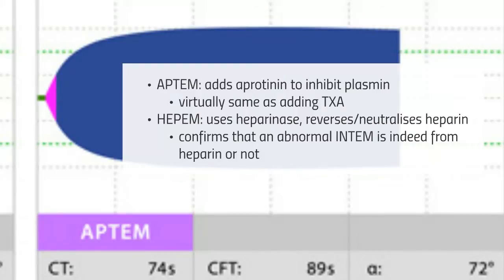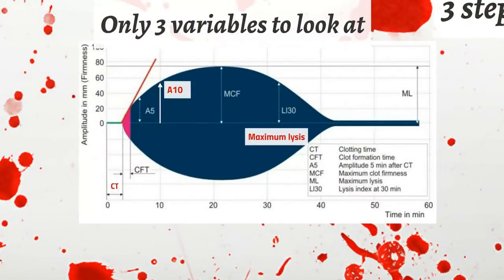The APTEM is the 4th test, and the 4th test you get depends on the cartridge you use. So the APTEM, AP stands for aprotinin, and that's basically the same thing as adding TXA. So you can see what the effect of adding TXA would be in this test before you do it to a patient. The HEPTEM, for heparinase, you can think of as basically the same as protamine. It allows you again to see in this test the effect of giving protamine without doing it in the real patient. Now, there's lots of variables, but you only really care about 3.